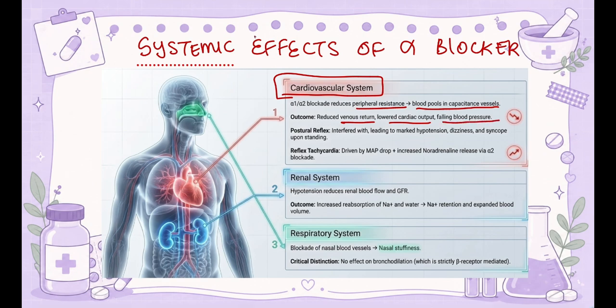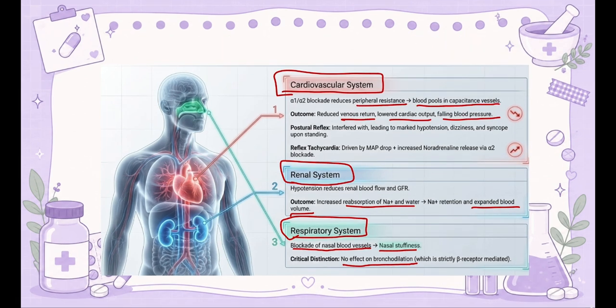Now, this drop in blood pressure reduces blood flow to the kidneys. The renal system compensates for this. It reabsorbs more sodium and water, expanding total blood volume. In the respiratory system, blood vessels in the nose dilate. This causes nasal stuffiness. However, there is no effect on bronchodilation. The lungs rely strictly on beta receptors, which are untouched.